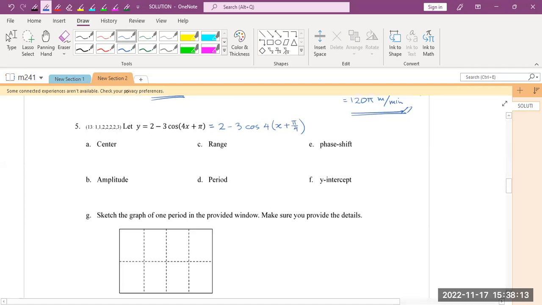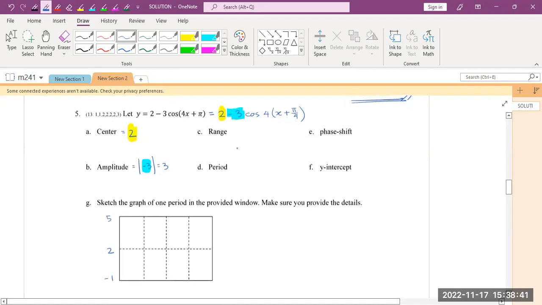Now from here we see the center is 2. Let me color code that so that you can see. The amplitude is the absolute value of -3, which is 3. That -3 comes from here. Now, how about the range? Well, the center is 2 and the amplitude is 3, which means you go up 3 units, you get 5, and go down 3 units, you get -1. That way, the range will be from -1 to 5.